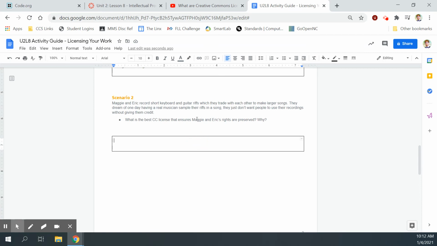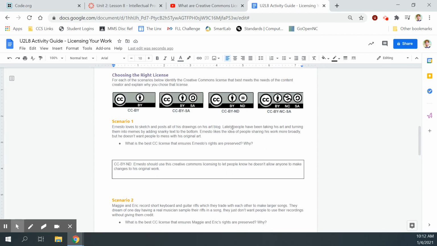Maggie and Eric record short keyboard and guitar riffs, which they trade with each other to make larger songs. They dream of one day having a real musician sample their riffs in a song. They just don't want people to use their recordings without giving them credit. What is the best commercial or Creative Commons license that ensures Maggie and Eric's rights are preserved and why?